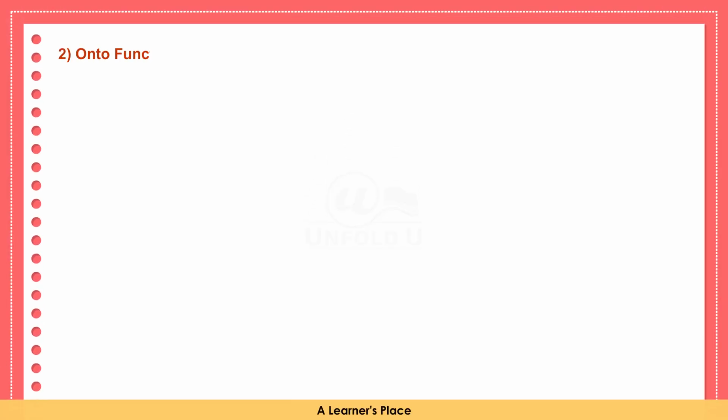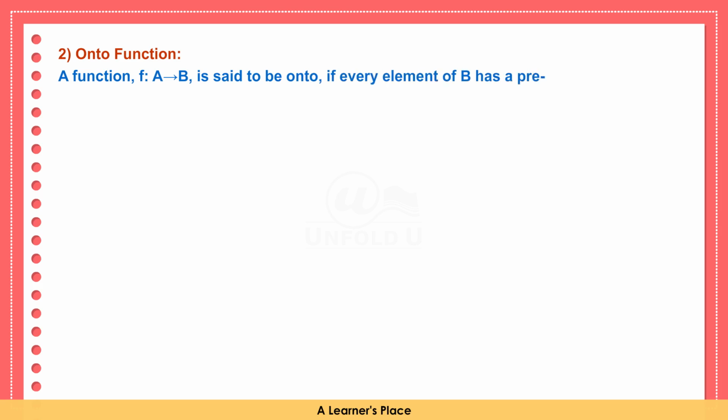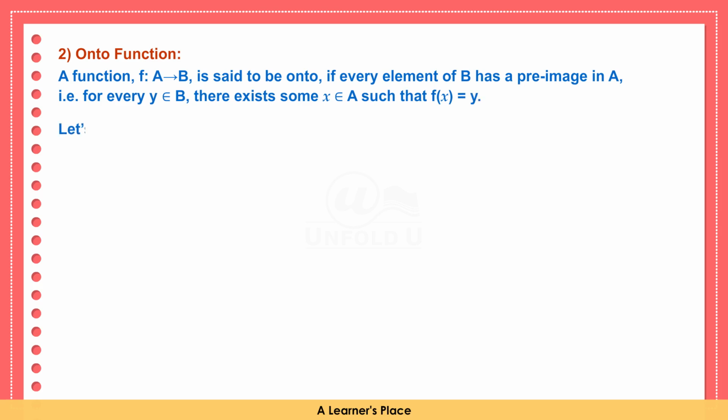Second, onto function. A function f from set A to set B is said to be onto if every element of B has a pre-image in A. That is, for every y belonging to set B, there exists some x belonging to the set A such that f of x is equal to y. Let us learn this also with the help of the coffee vending machine.